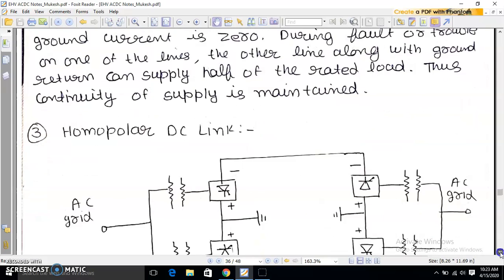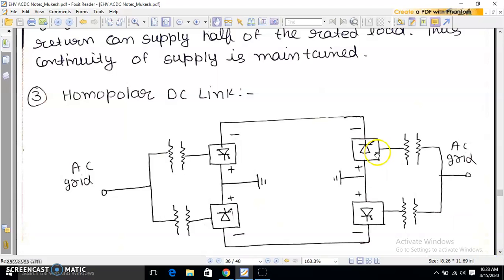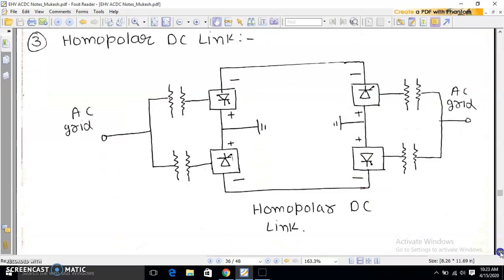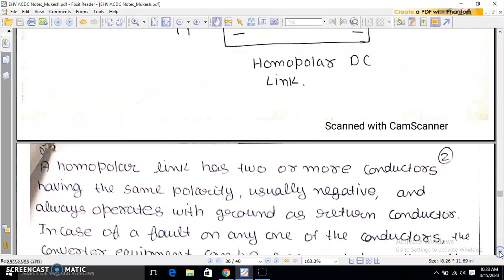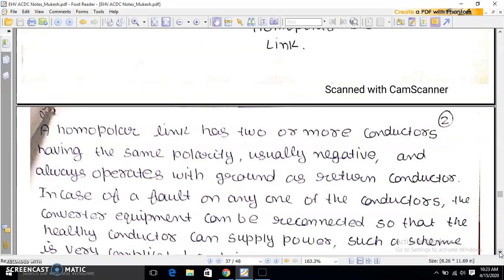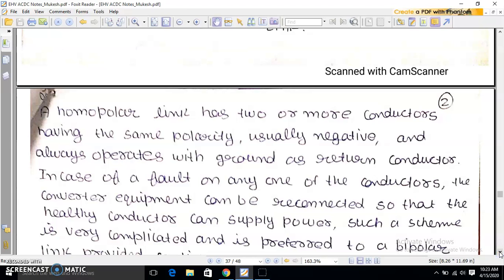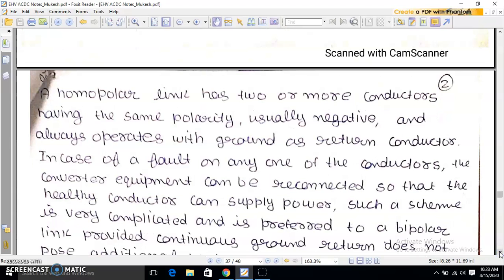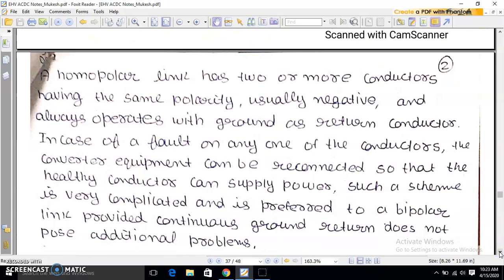The third one is the homopolar DC link. This is the diagram for the homopolar DC link. Here you can see the various connections. A homopolar link has two or more conductors having the same polarity, usually negative, and always operates with ground as the return conductor. In case of a fault on any one of the conductors, the converter equipment can be reconnected so that the healthy conductor can supply power. Such a scheme is very complicated and is preferred to a bipolar link provided continuous ground return does not pose additional problems.